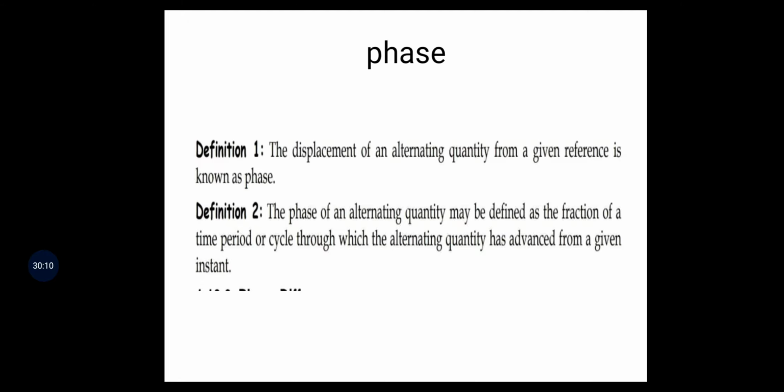Next, what is meant by phase? The displacement of an alternating quantity from a given reference is known as phase. Or the phase of an alternating quantity may be defined as the fraction of a time period or cycle through which the alternating quantity has advanced from a given instant.